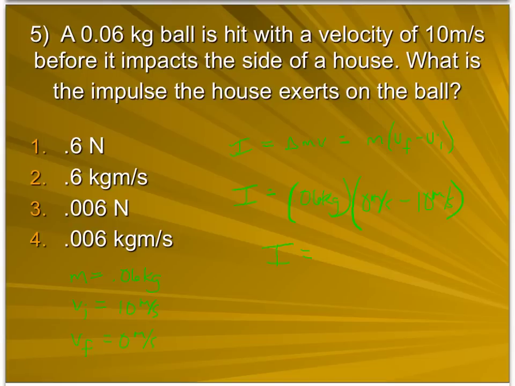And when I plug and chug, 0.06 times a negative 10 is going to give me an impulse of negative 0.6 kilogram times meters per second. Now remember that negative sign just indicates direction, and so we've eliminated that from this answer. So number 2, 0.6 kilogram times meter per second is what the house is going to exert on the ball.